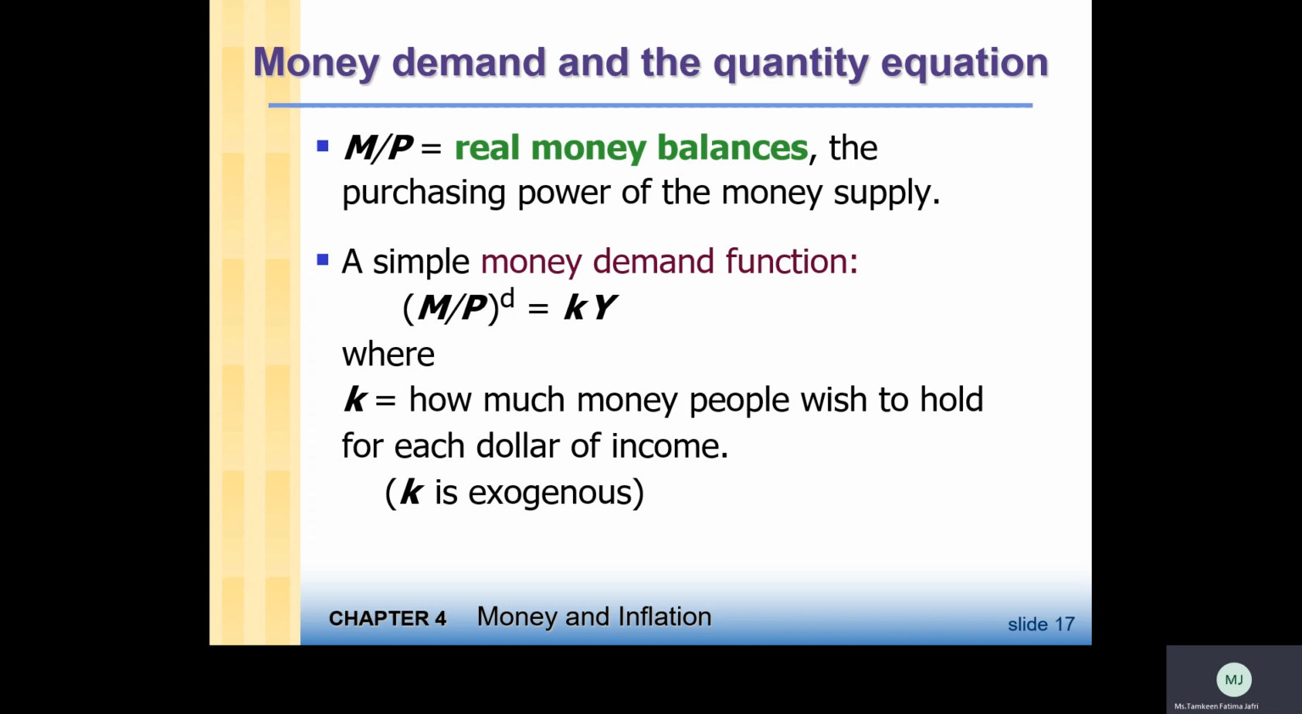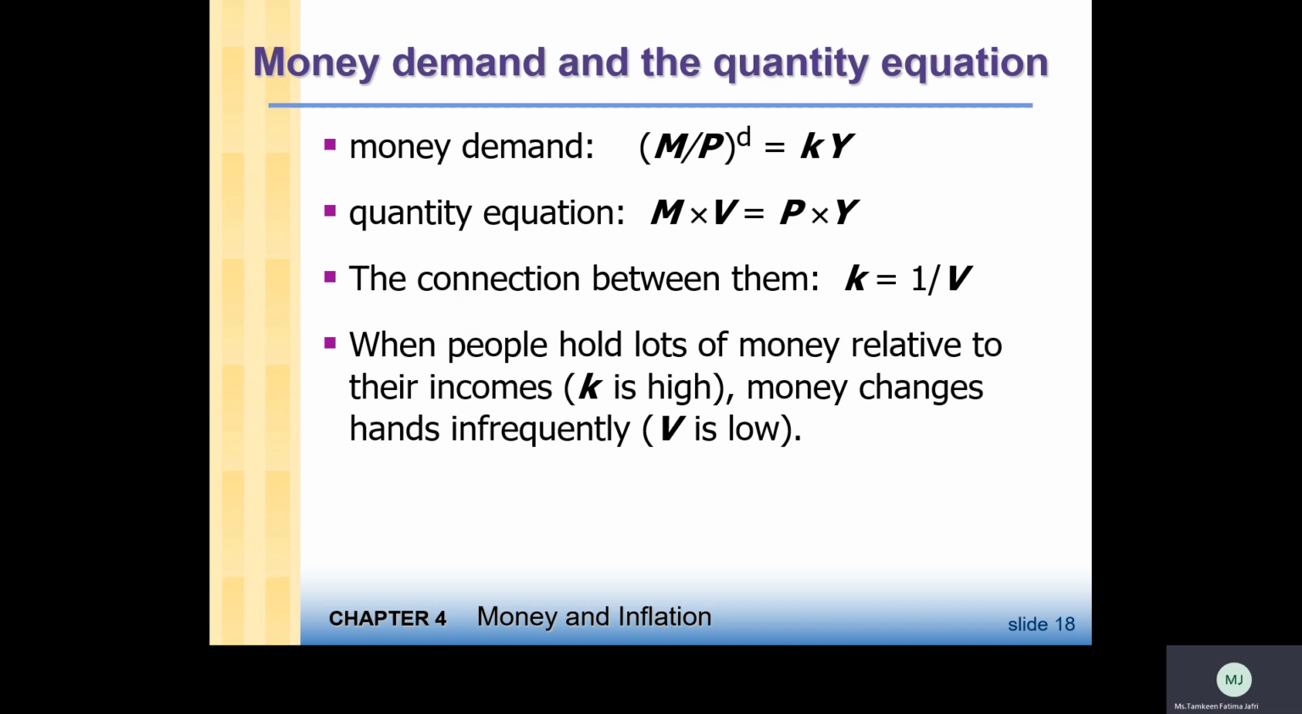Now let's relate this money demand function to the quantity equation. So in the next slide here, you can see the demand equation and you can see the quantity equation. It's not very hard to see how the quantity equation can be transformed into the demand equation. What you need to do is just rearrange the quantity equation in such a manner that you take P on the left-hand side of the equation.